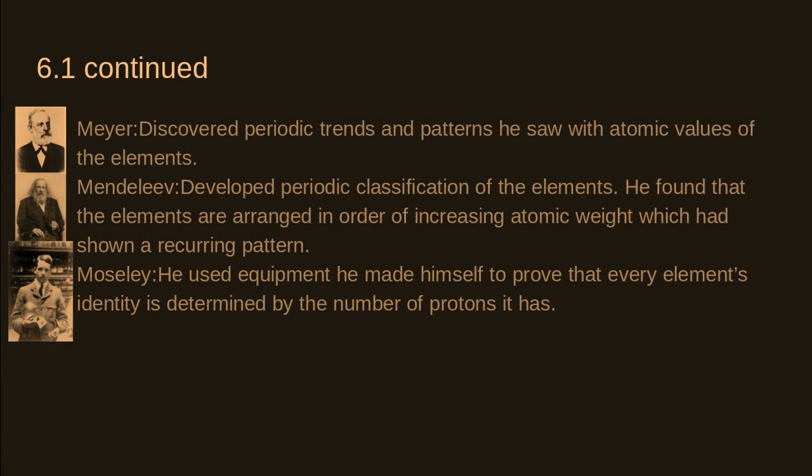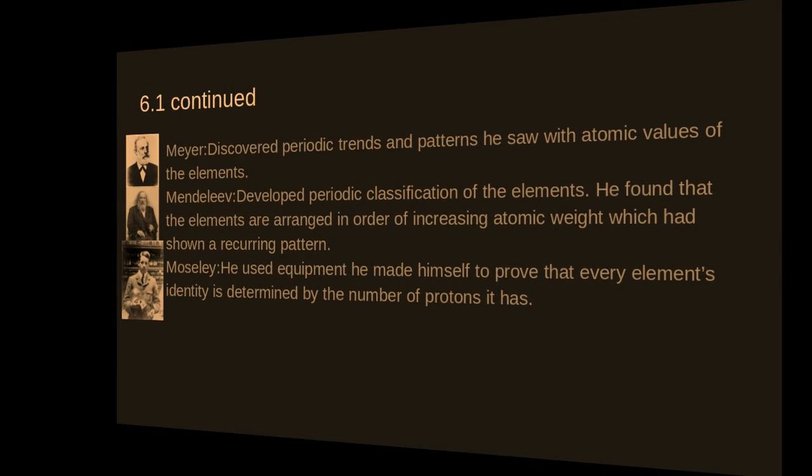Mayer discovered periodic trends and patterns he saw with the atomic values of the elements. Mendeleev developed the periodic classification of the elements, and he found the elements are arranged in order of increasing atomic weight, which showed a recurring pattern. Moseley used equipment he made himself to prove that every element's identity is determined by the number of protons it has.